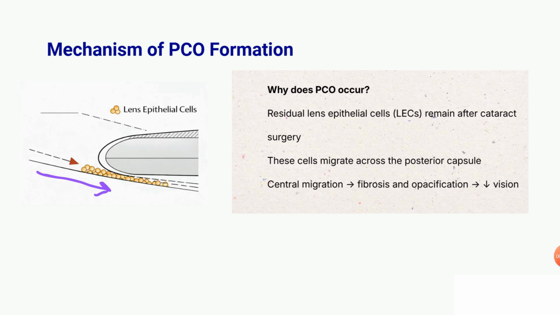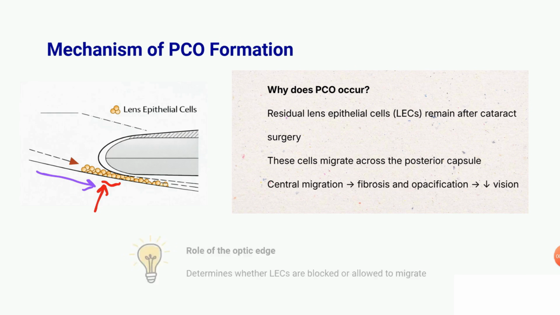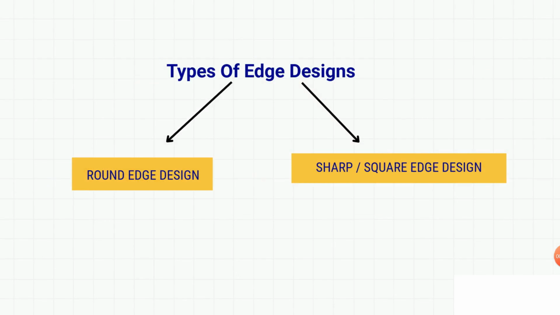At the junction between the IOL optic and the posterior capsule, the edge of the optic induces a capsular bend. This bend acts as a mechanical barrier, interrupting the migration pathway of the cells towards the central posterior capsule. So the effectiveness of this barrier depends entirely on the edge geometry. We have two main types of edge design: the round edge design and the sharp or square edge design.